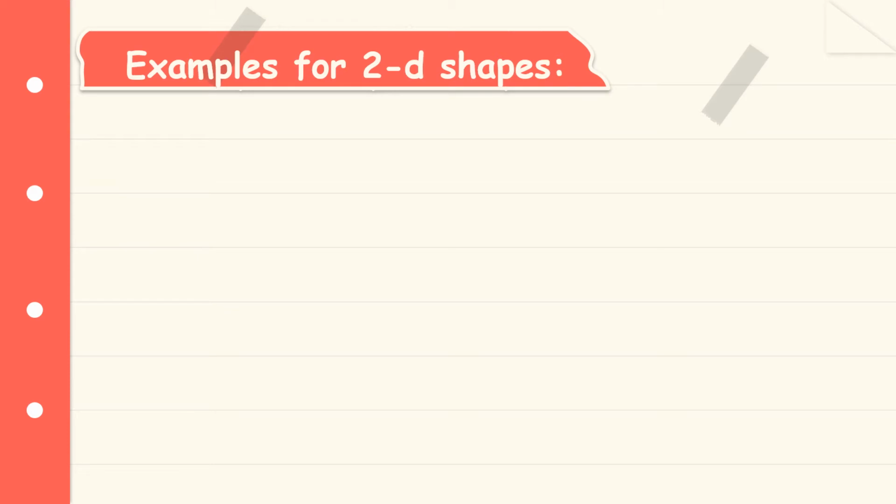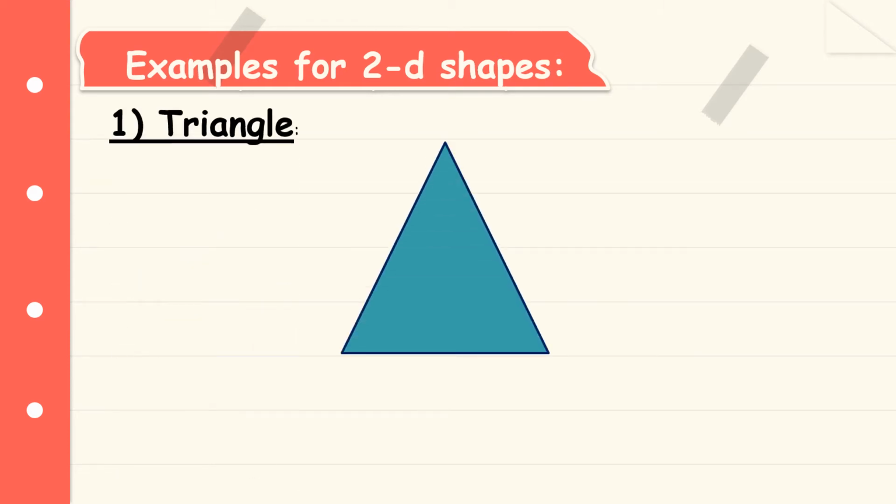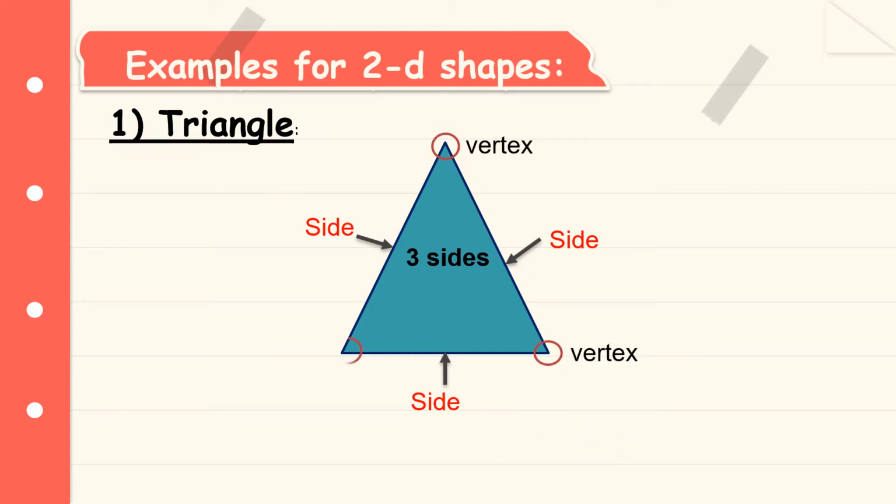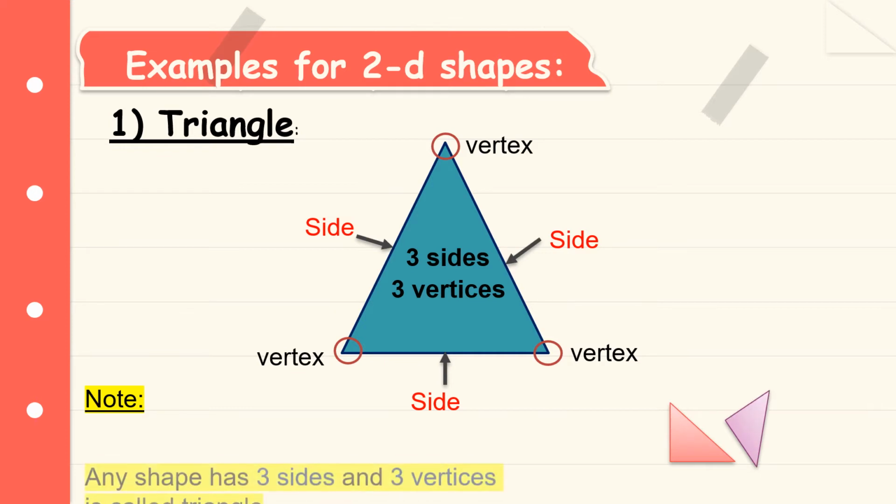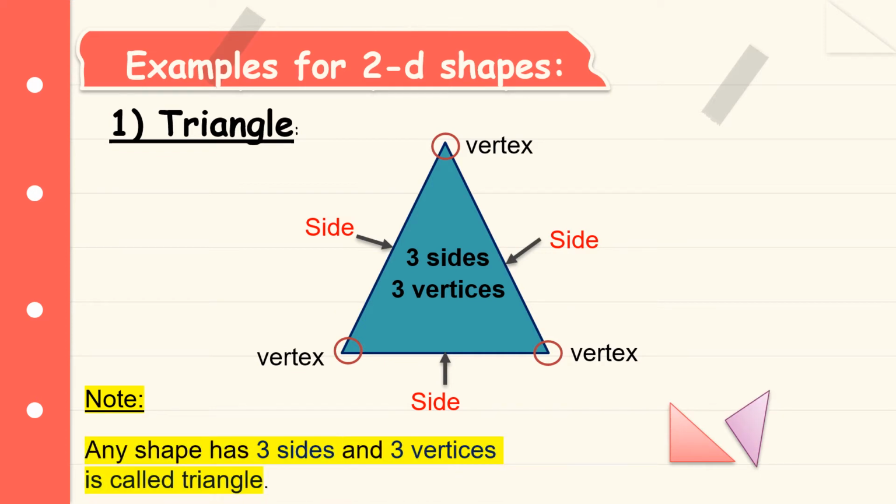Examples for 2D shapes. Number 1 is called triangle. How many sides in the triangle? Let's count them together. 1, 2, 3. 3 sides. And how many vertices? Let's count them. 1, 2, 3. So the triangle has 3 vertices. Note, any shape that has 3 sides and 3 vertices is called a triangle, like the pink one and the purple one.